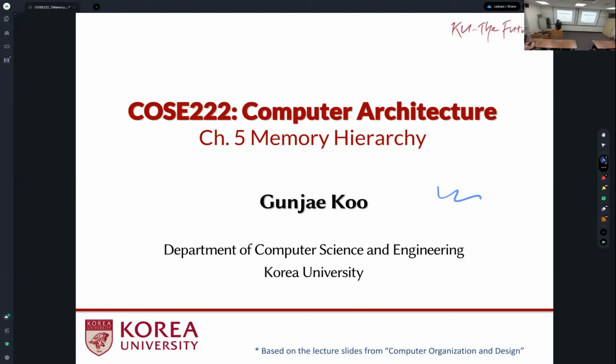So in the previous class, we concluded chapter 4, the process architecture. So now we will learn about the memory hierarchy, which means that in chapter 5, we will learn about the memory systems in computer systems. Okay.